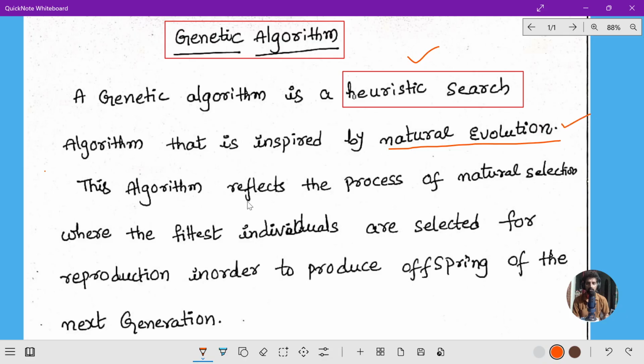This algorithm reflects the process of natural selection, where the fittest individuals are selected for reproduction in order to produce the offspring of the next generation. So what is the main purpose of this genetic algorithm? It processes natural selection, where the fittest individuals are selected for reproduction in order to produce the offspring of the next generation. So this is about the genetic algorithm.